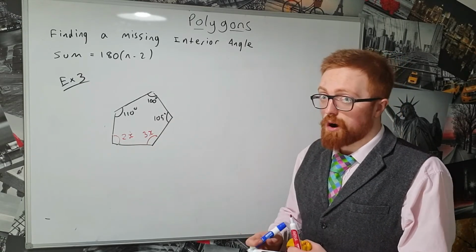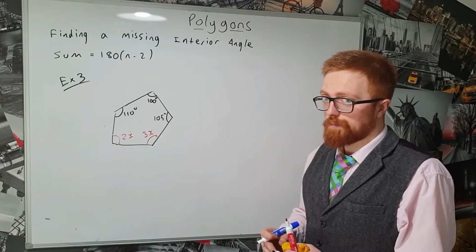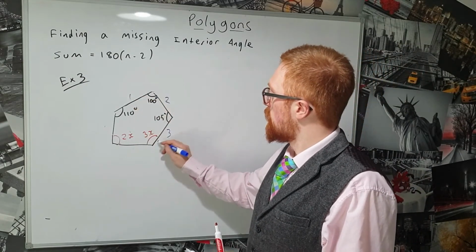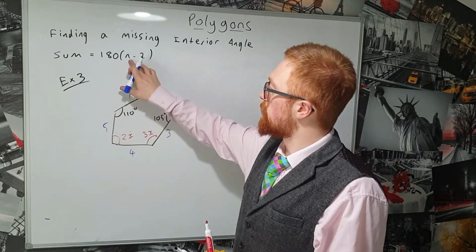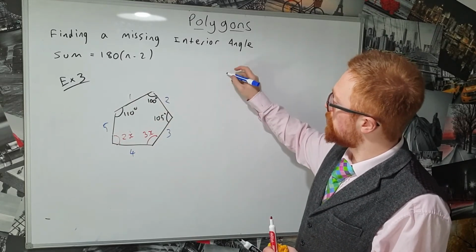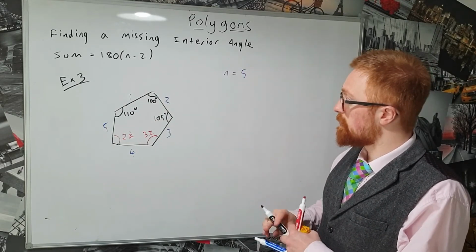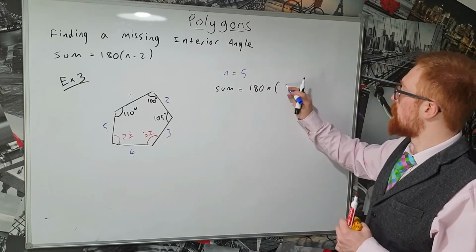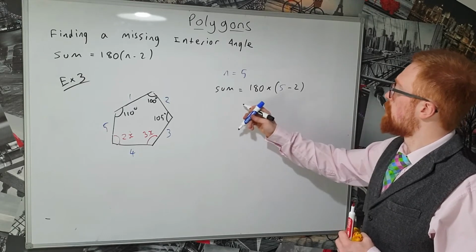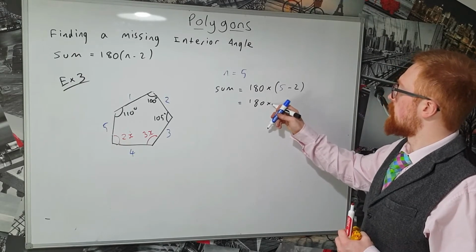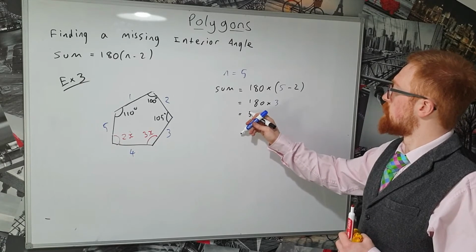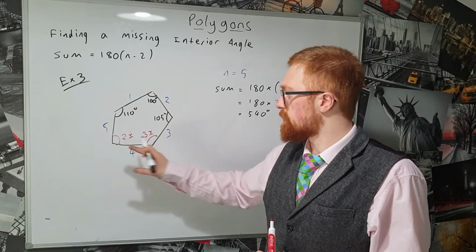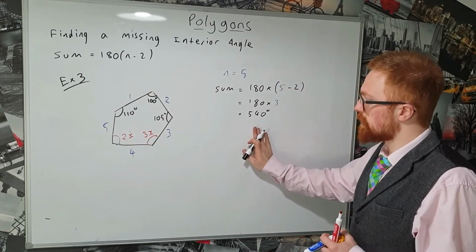So can I remember what our first step was from before? Yeah, so we need to count the number of sides, and that tells us our value of n in our formula. So our first line of working out is going to be n equals 5, which means that the sum is equal to 180 times 5 minus 2, which is 180 times 3, which is 540 degrees. So all 5 of these angles need to add up to 540 degrees.